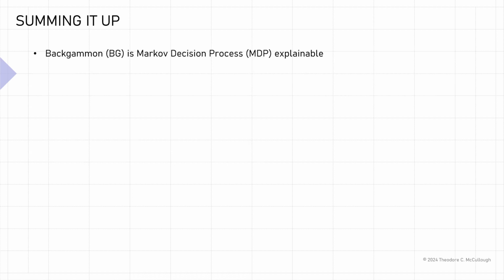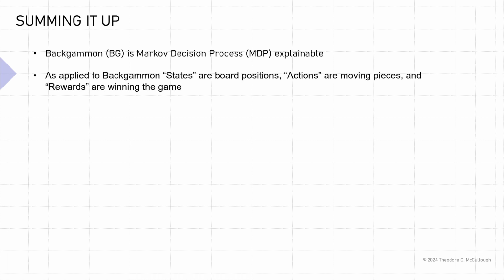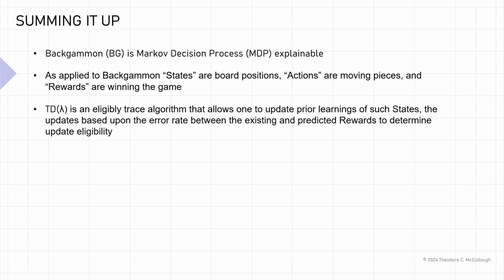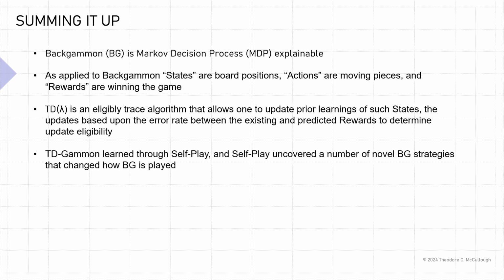Summing it up, backgammon is a Markov decision process explainable game. As applied to backgammon, states are board positions, actions are moving pieces, and rewards are winning the game. TD-Lambda is an eligibility trace algorithm that allows one to update prior learnings of such states, the updates based upon the error rate between the existing and predicted rewards to determine update eligibility.